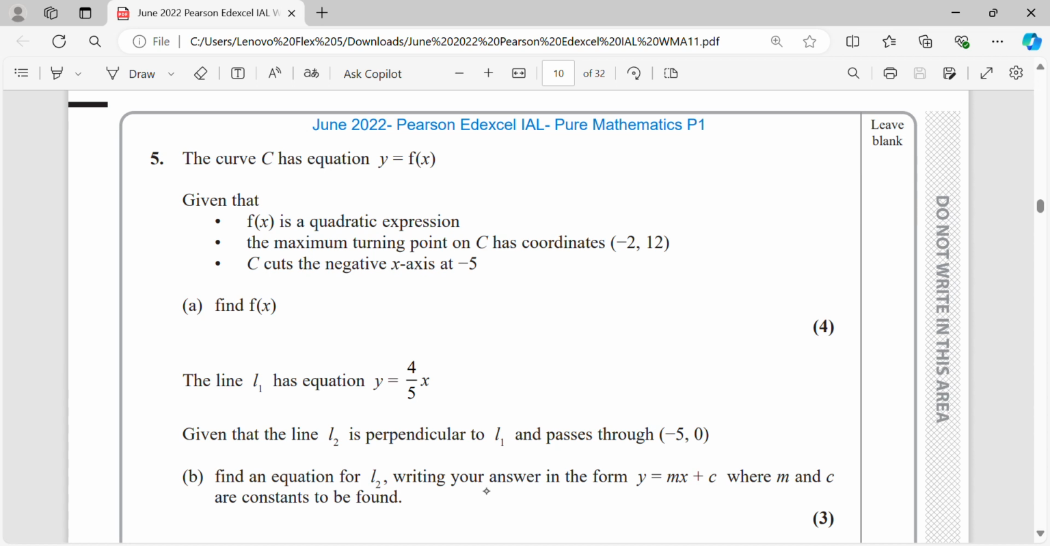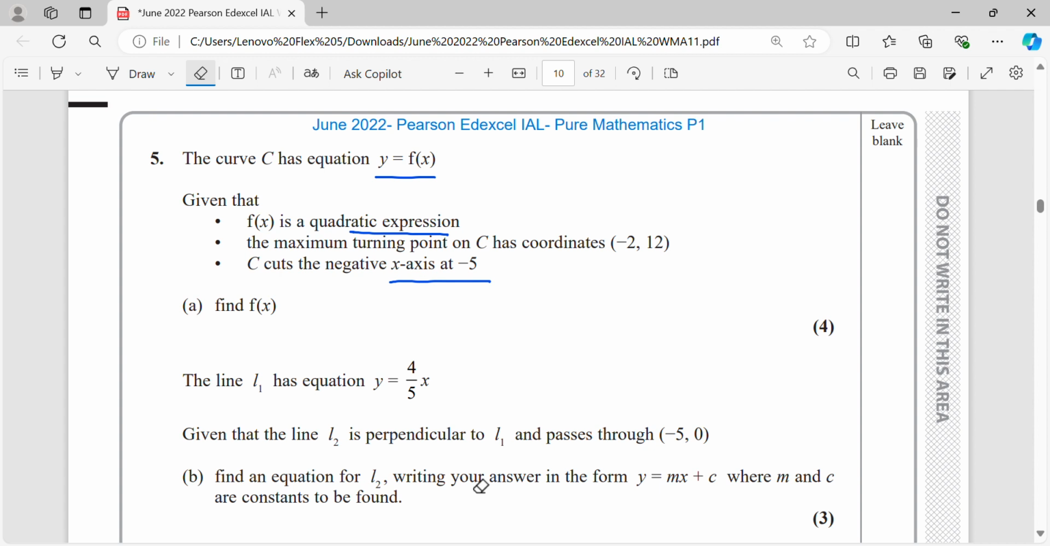In this video, I will be solving question number 5 from paper June 2022, Pearson Edexcel IAL Pure Mathematics P1. We will go through the problem step by step, ensuring you understand the concepts and techniques needed to tackle similar questions. The curve C has equation y equals f of x. Given that f of x is a quadratic expression, the maximum turning point on C has coordinates (-2, 12). C cuts the negative x-axis at -5. Find f of x.